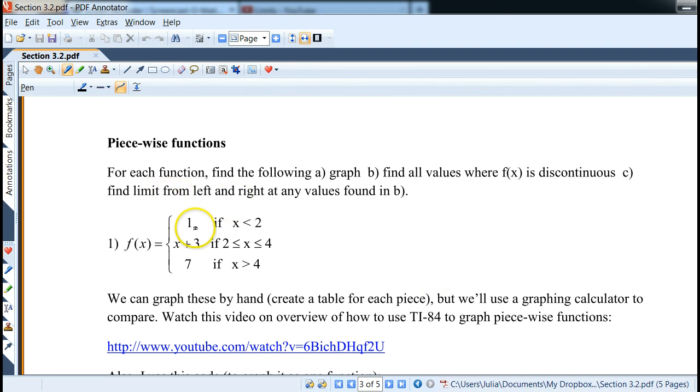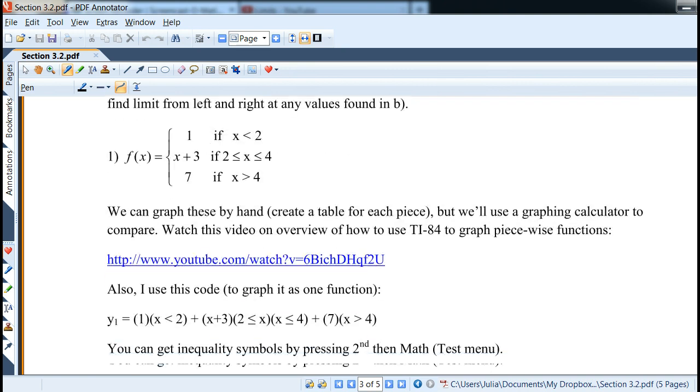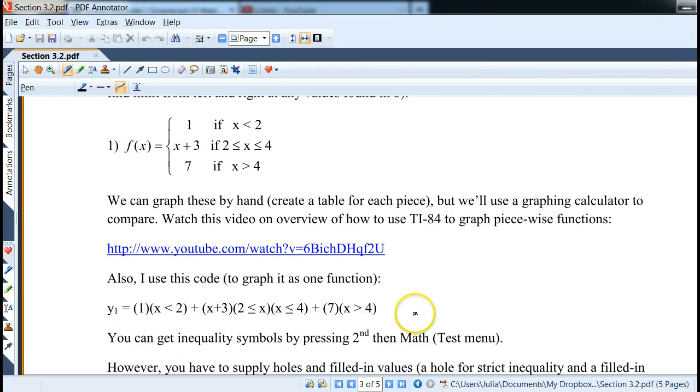And then I make a table of values. For example, for the first piece, it would be x less than 2. It would be x plus 3. I usually would plug in 2, 3, and 4, all the way up to 4. So I do the endpoints also. And then for the next piece, I would start with 4, even if it's greater than 4. It would just be a hole wherever it's greater, and then I would proceed with further values. So you can also graph it on the graphing calculator using this code right here.